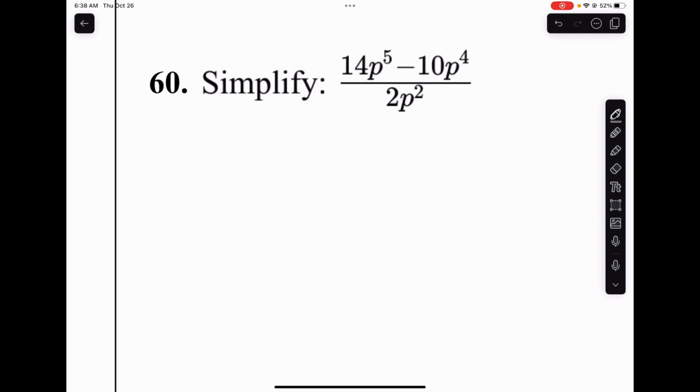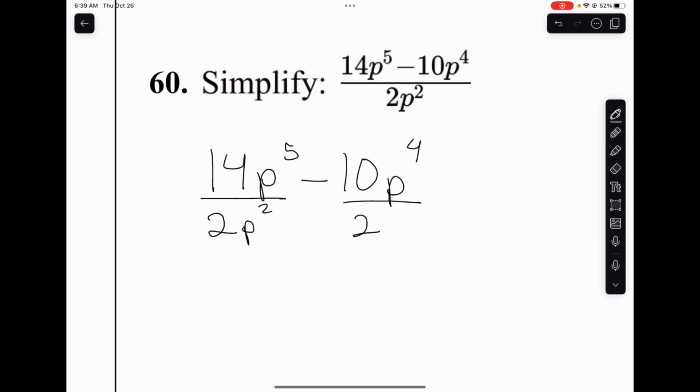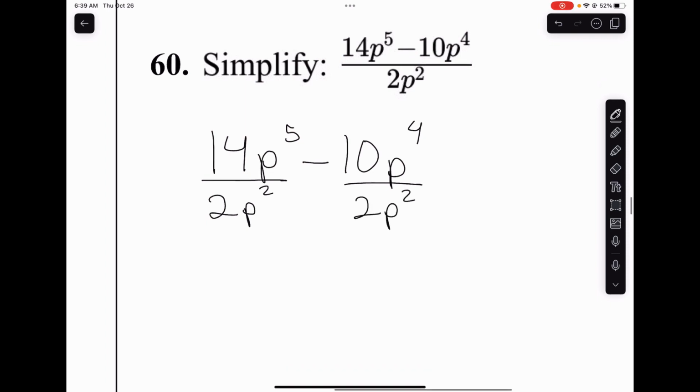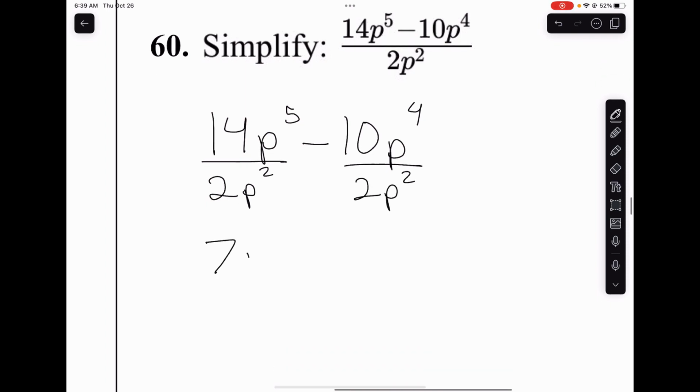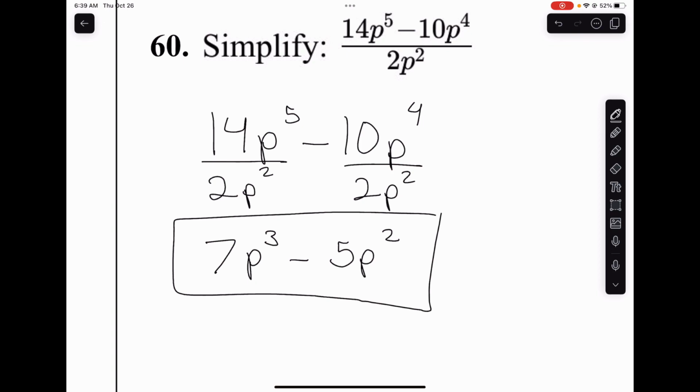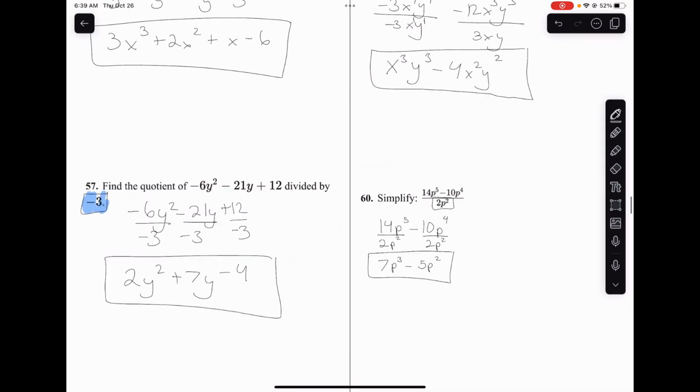All right, so this one, again, we can go ahead and just divide these. Go ahead and pause the video and see if you can do this on your own. So we go ahead, divide each term by 2p squared. We end up with 7p to the third minus 5p squared. Super duper easy. It's very easy when, again, you only have one term.